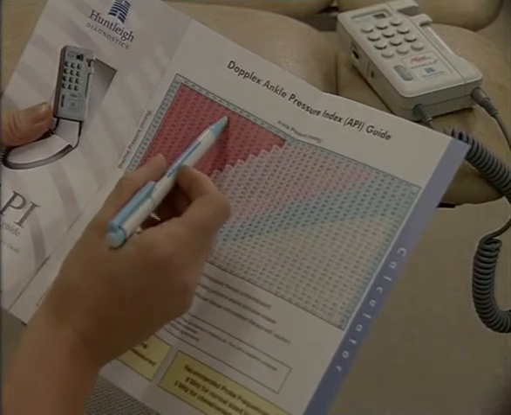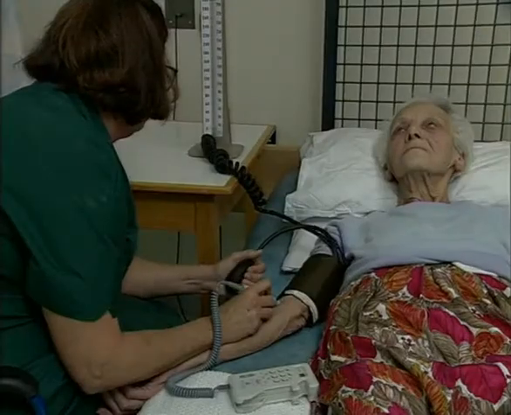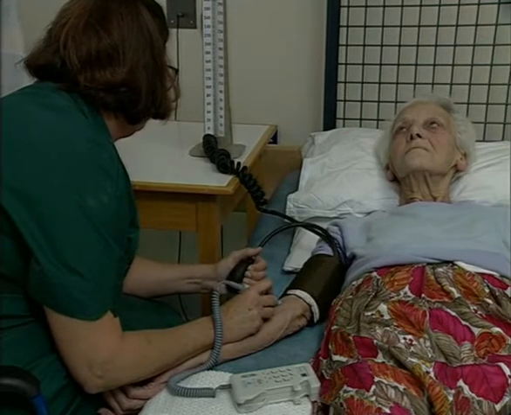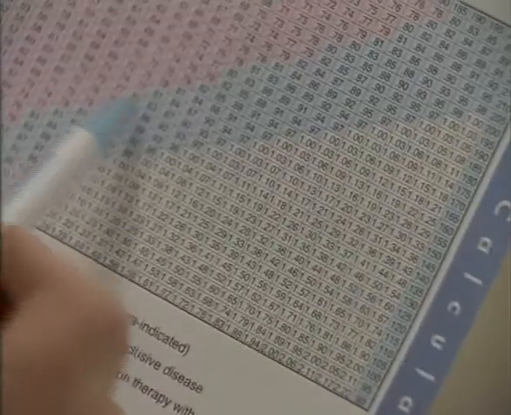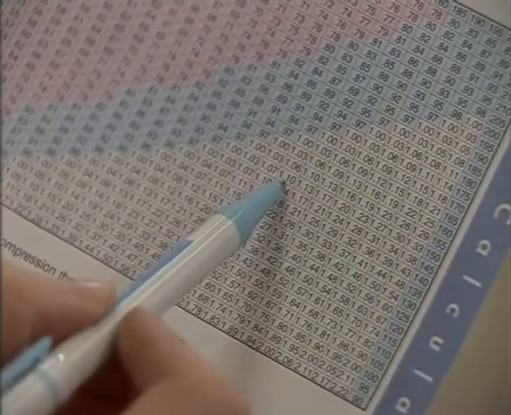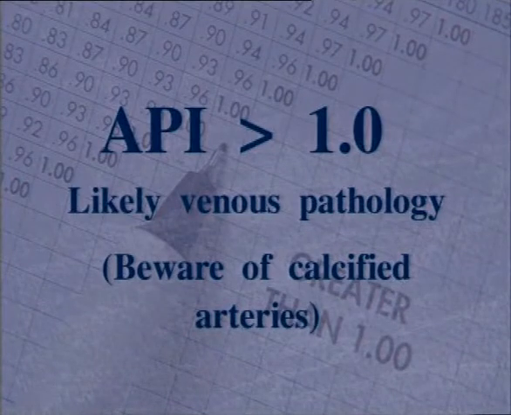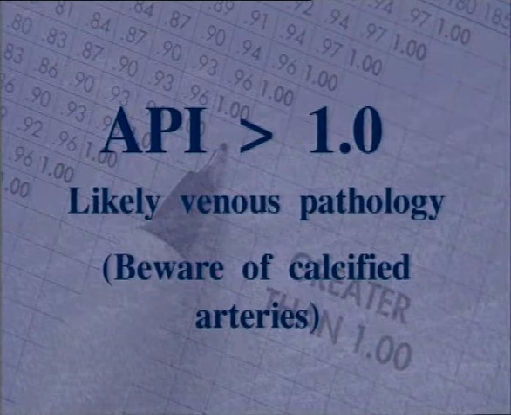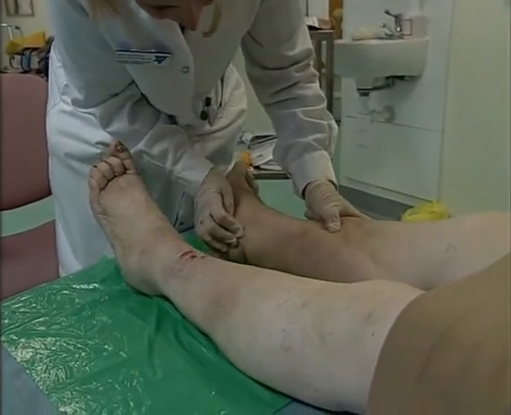Alternatively, an API chart such as this could also be used. To undertake an API, only systolic blood pressure is required. The Doppler cannot record diastolic pressure readings. If the API is greater than 1, then it's most likely that the underlying pathology is venous in origin. Beware of falsely high readings due to calcified arteries, which may be present in patients with a history of diabetes.